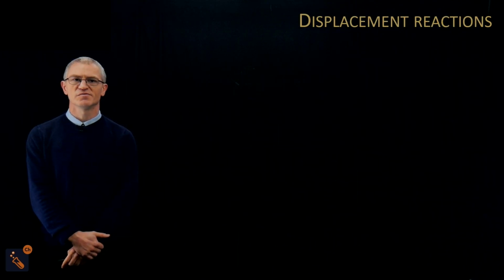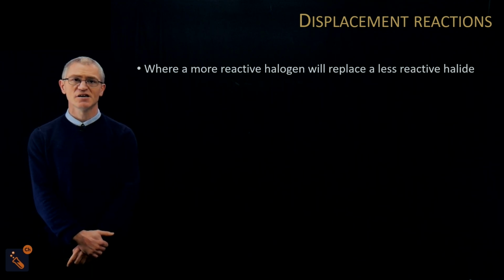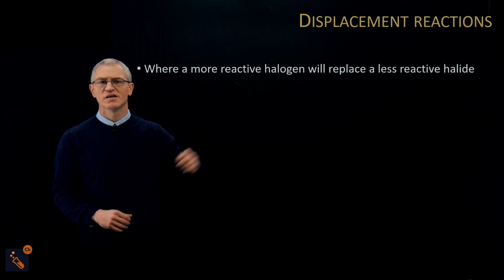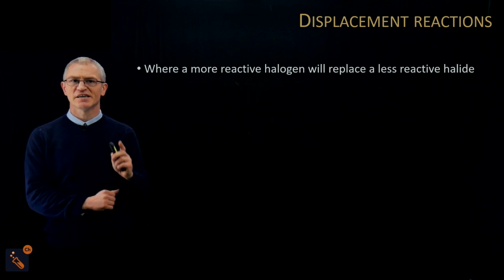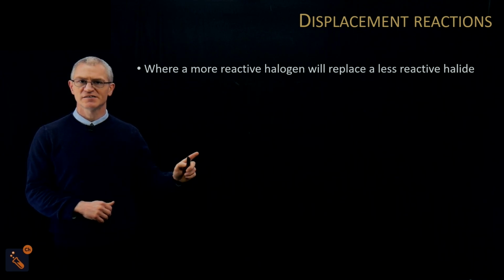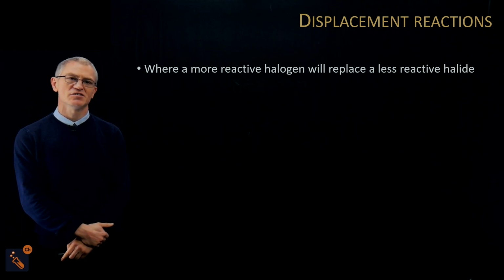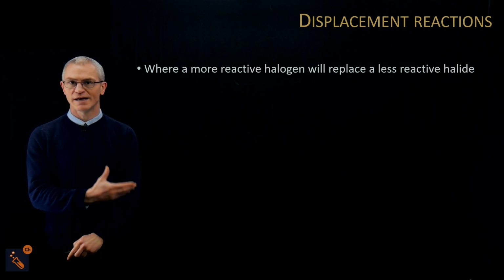Now on to displacement reactions. A displacement reaction is where you take a more reactive halogen to replace a less reactive halide. The halogen is the molecule, okay, and the halide is the ion. So we're going to take a molecule that's going to replace the halide, the ion, within a compound. Now to know what's going on, we need to know the colours of the halogens within water and cyclohexane.